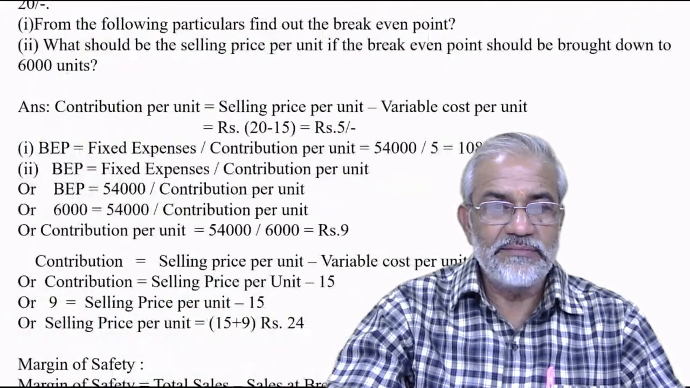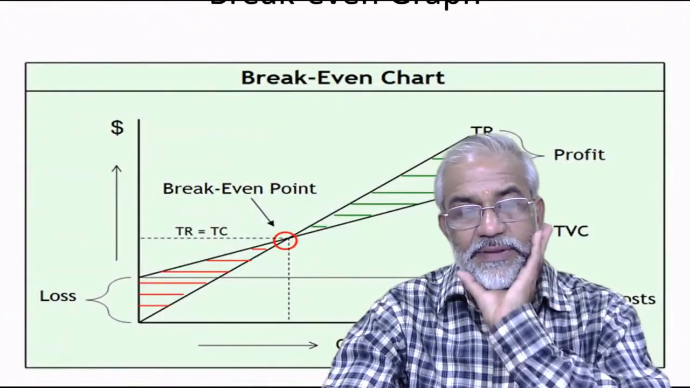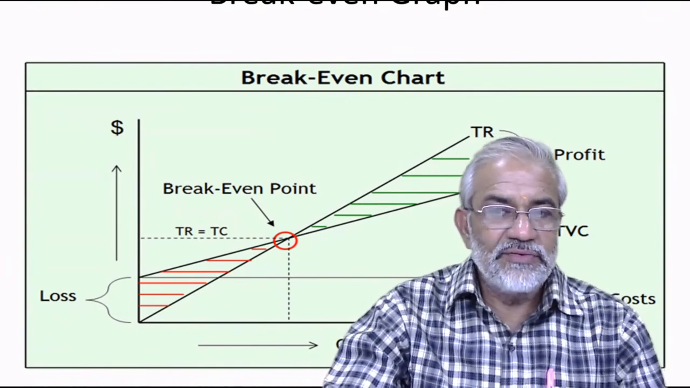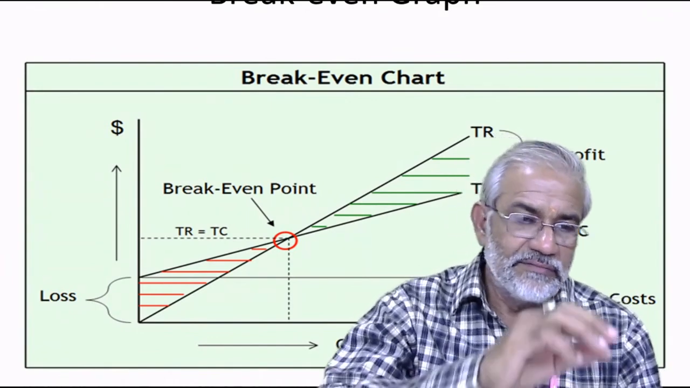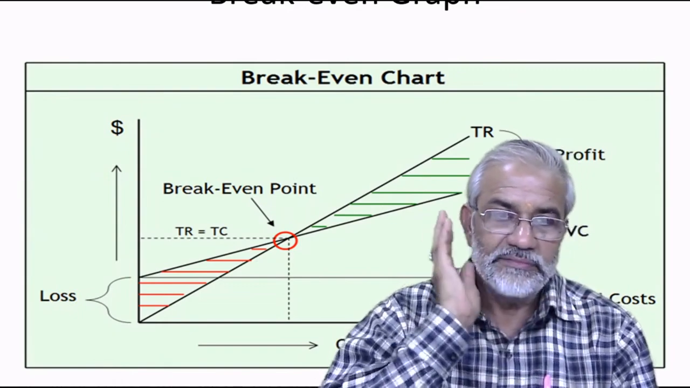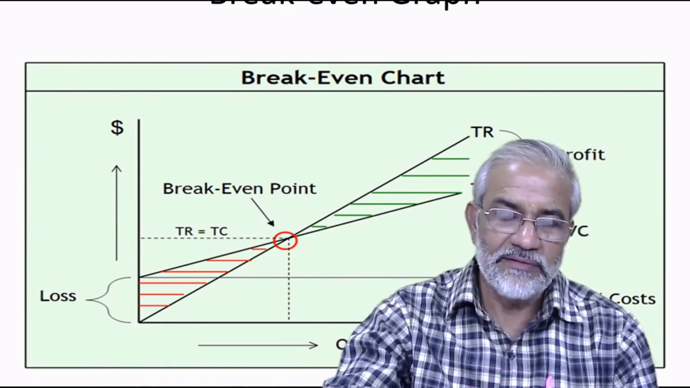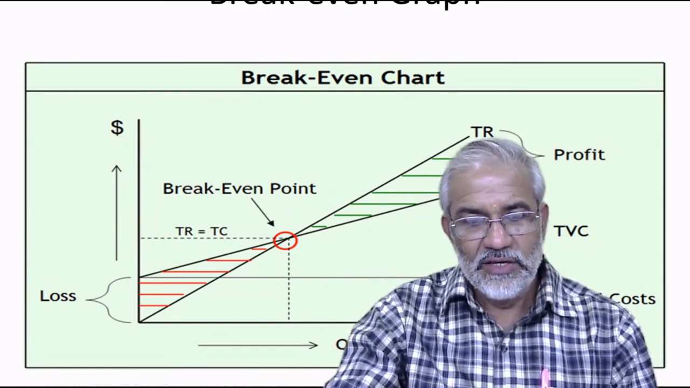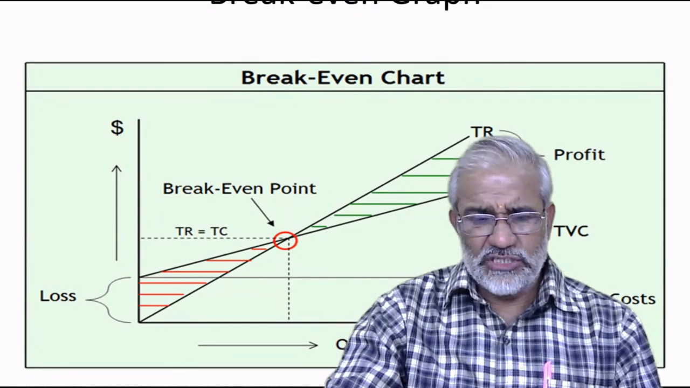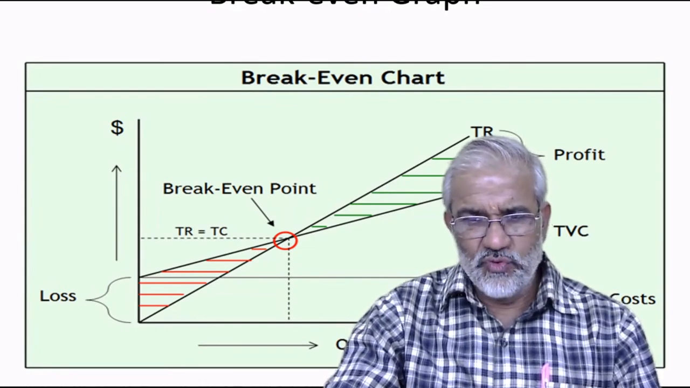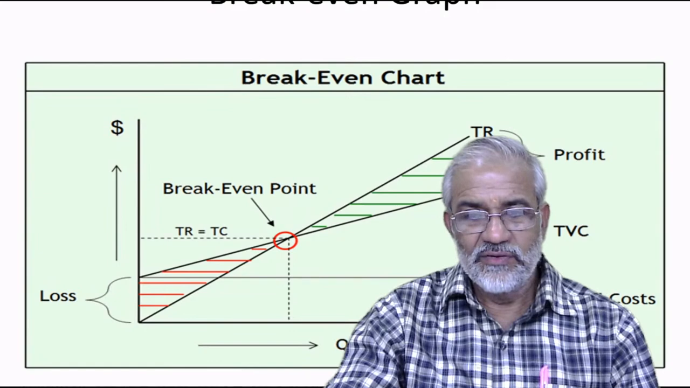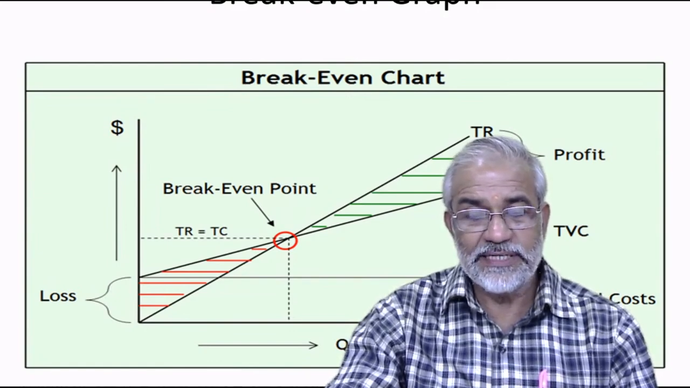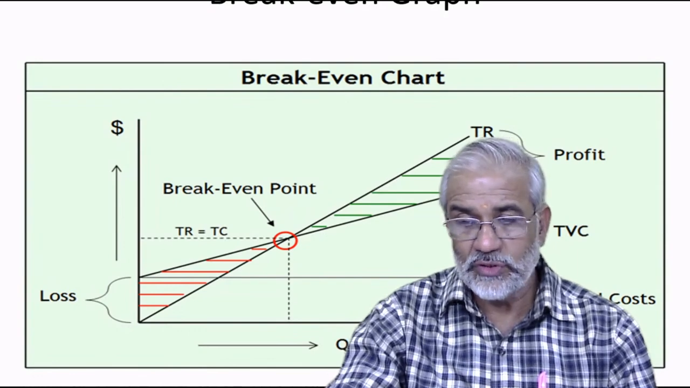I'm showing you the diagram here. This is the break-even chart. Here in the break-even chart, on the x-axis we are measuring the quantity sold, and on the y-axis we are measuring the costs. There are three lines. One is the fixed cost line, which is parallel to the x-axis because it remains constant irrespective of the volume or the quantity produced or sold.